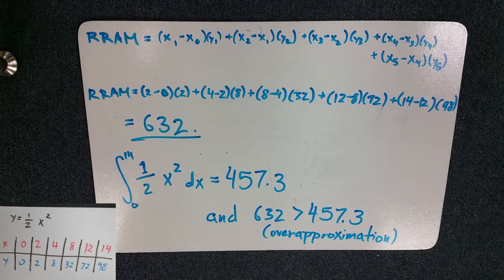For reference purposes, the RRAM is an over-approximation of the curve because the integral from 0 to 14 of 1/2 x squared dx equals 457.3, and 632 is greater than 457.3.